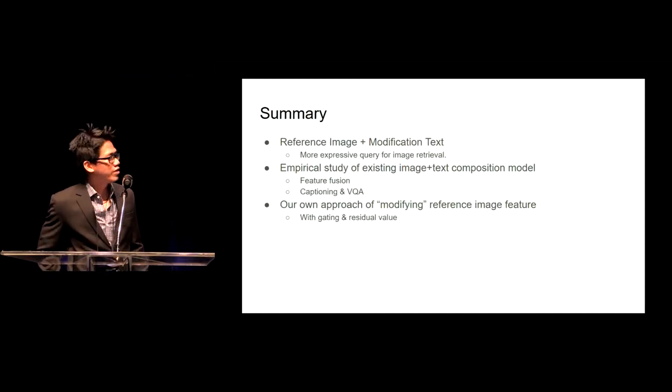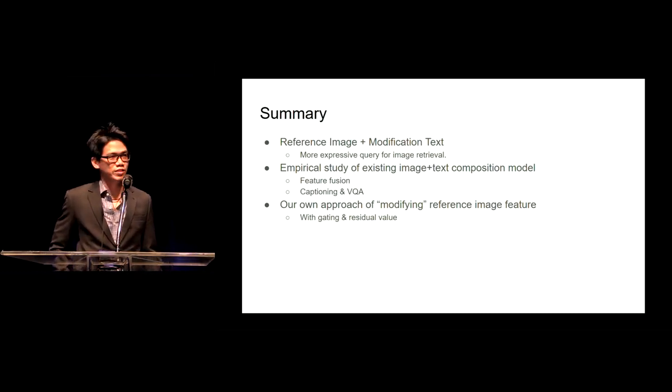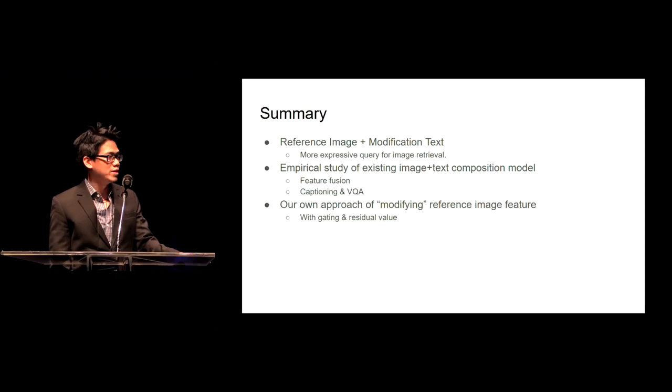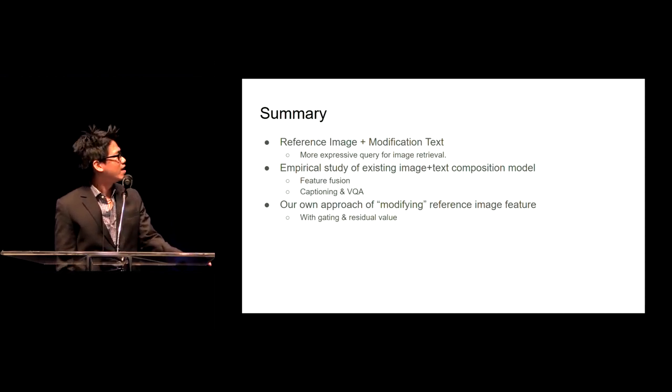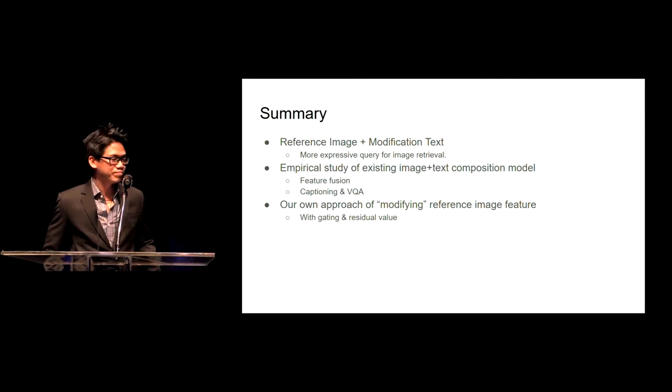Okay, to summarize, in this paper, we study the image retrieval problem where the text query is more expressive. It can be image plus text, and we benchmark different existing baselines and other methods in the VQA architectures, and also we propose slightly different composition methods.